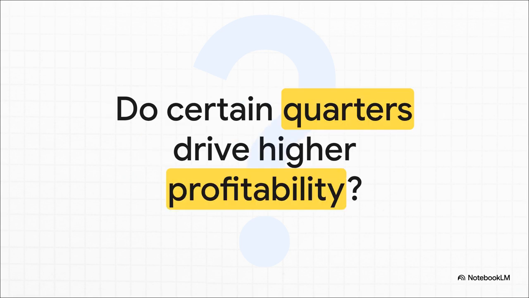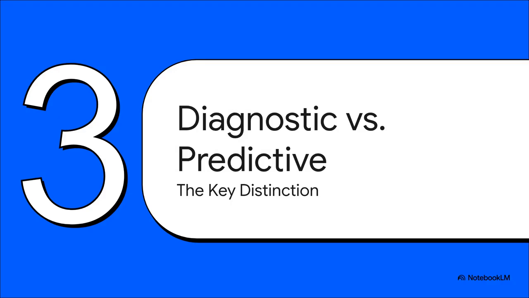The model can even quantify the impact of time. Is there a real seasonal lift? For instance, exactly how much more profitable is the fourth quarter compared to the first? That number right there, that's gold for things like staffing and financial forecasting. Okay, so all of this really builds to the most important idea here. To truly appreciate what a GLM brings to the table, we have to understand this key distinction between being diagnostic and being predictive, especially when you compare it to a more basic type of analysis.